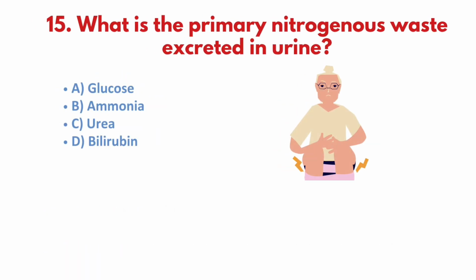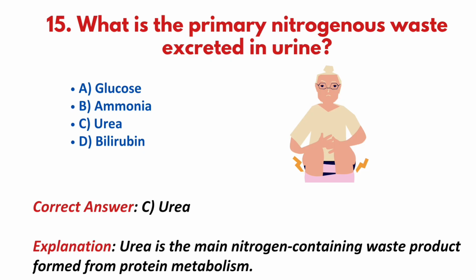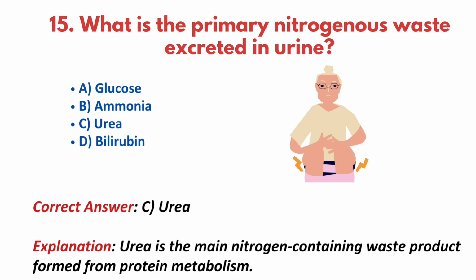Question number 15. What is the primary nitrogenous waste excreted in urine? Options are glucose, ammonia, urea and bilirubin. And the correct answer is option C, urea. Urea is a main nitrogen containing waste product formed from the protein metabolism. So the correct answer is option C, urea.